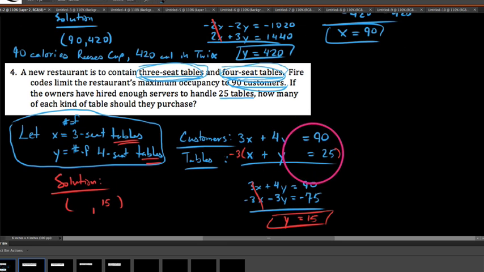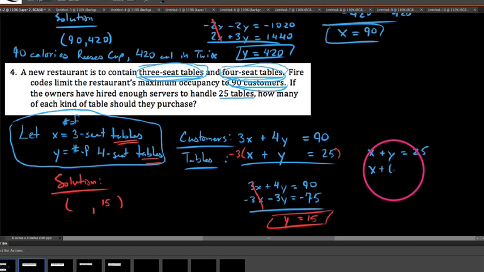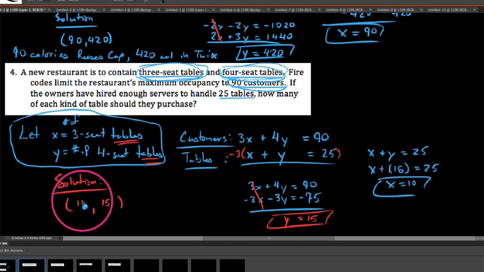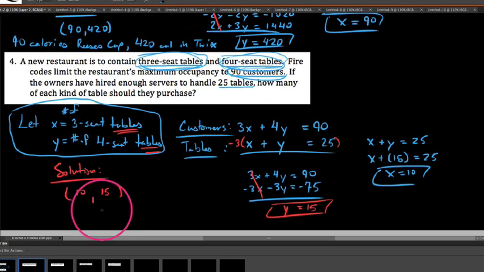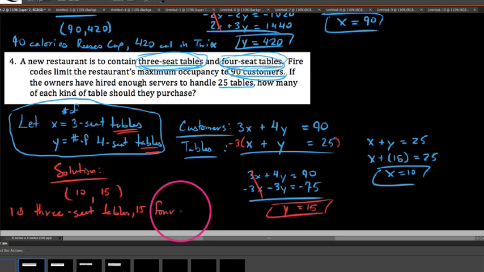As we plug this back into either of the original equations, I'm inclined to use the second equation, where the sum of these two is 25. If y is equal to 15, then x comes out to be 10. So we'll put in our 10 over here. The last thing we want to do is interpret our results. We have 10 what? Well, 10 x's, and x was the number of 3-seat tables. So there are 10 3-seat tables, and there must be 15 4-seat tables.